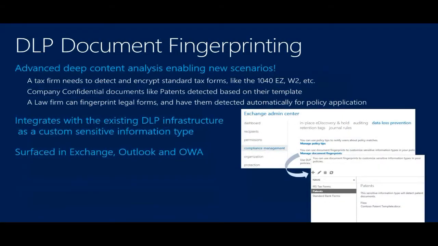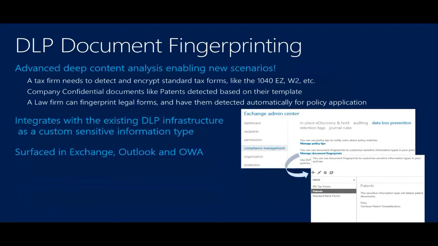You can also do document fingerprinting, and this is advanced deep content analysis enabling really new scenarios. And especially now, we're in tax time. People are looking, a tax firm needs to detect and encrypt standard tax forms like 1040 EZs and so on. So you can actually do a lot more than just the standard lookup. If you're looking for certain information inside documents, for instance, a law firm can fingerprint legal documents and have them detected automatically for any type of policy application.